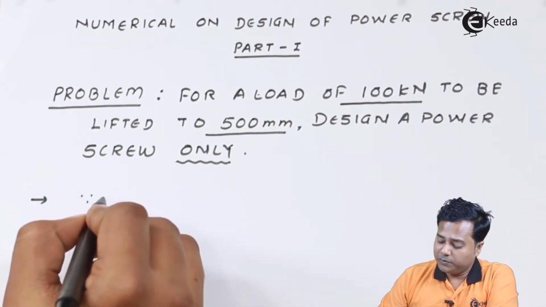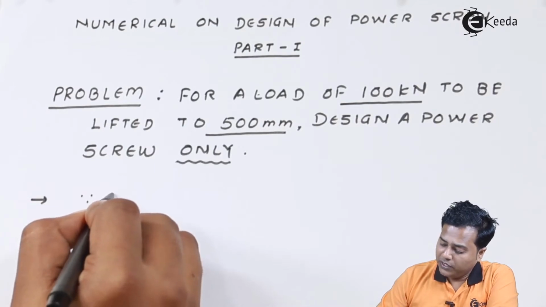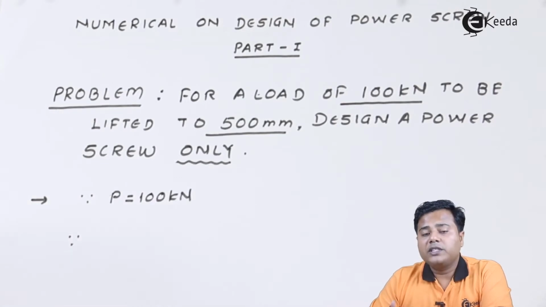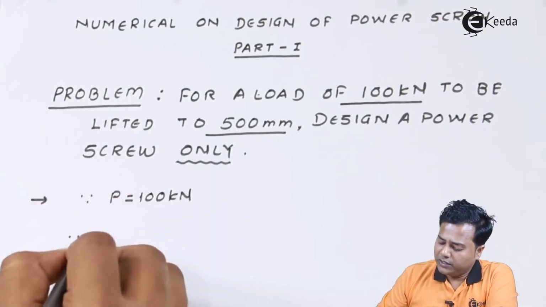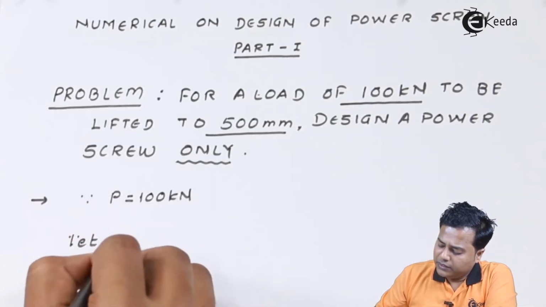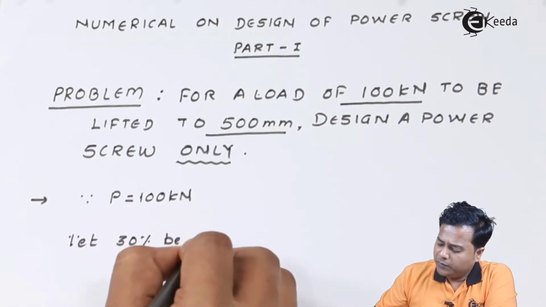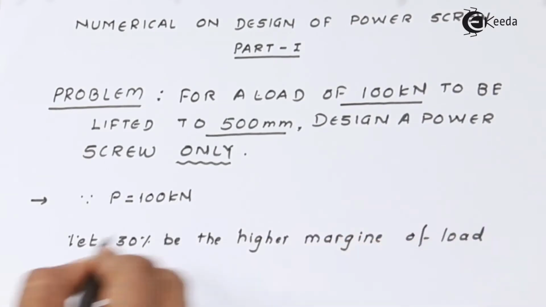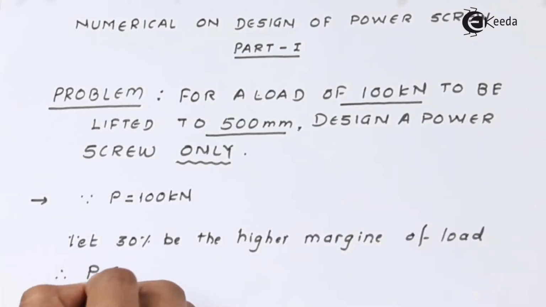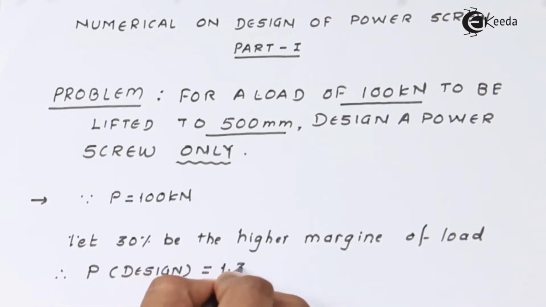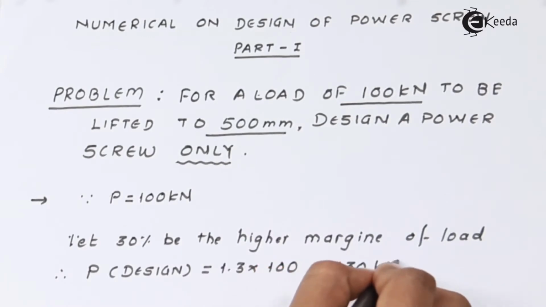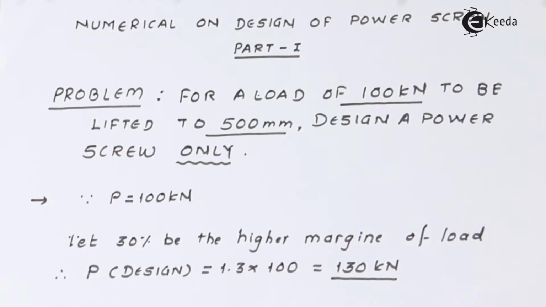We know that very first step is to write down the given data. So we have been given load P is equal to 100 kilonewton. Now again we know that we need to consider design load. So higher margin we need to consider. So let us consider again 30%. Let 30% be the higher margin of load, and therefore the design load P becomes 1.3 times 100. So that is somewhere 130 kilonewton. So we'll be solving our problem for 130 kilonewton.